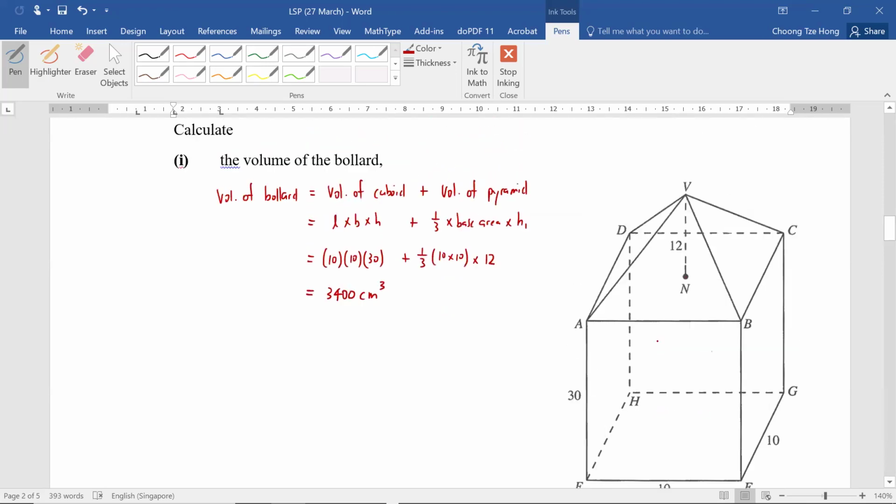The volume of the pyramid is not given in the formula sheet, so you need to remember that it's 1/3 times the base area times the height. Basically it will be 1/3 the volume of a cuboid that has the same base area and the same height.